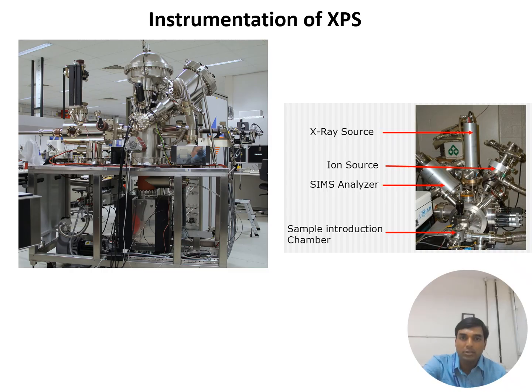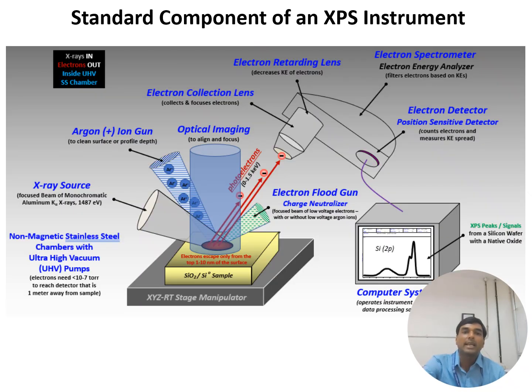If I look at its instrumentation, basically it's your X-ray source, this is your ion source, SIMS analyzer, and sample introduction chamber where the sample has to be put. This is another way of representation. X-rays will fall on the sample, and the photoelectrons will move with different kinetic energy towards the detector. The detector will collect and process those signals, and you can get the corresponding binding energy.